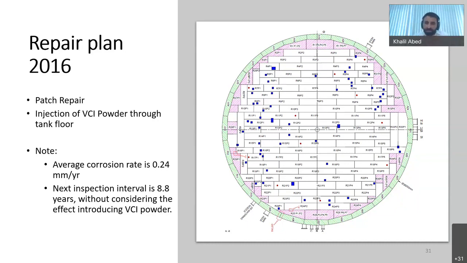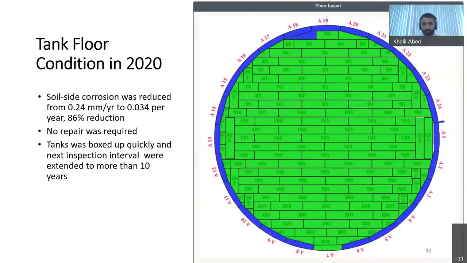Now, vapor phase corrosion inhibitor powder was introduced, and this is the result after 4 years of the tank floor. When they decided to take the tank out of service to change the product stored in the tank, they also took this as a chance to scan the floor, and the scan showed an 86% reduction in the corrosion rate, from 0.24 millimeter per year to 0.034 millimeter per year. The tank did not require any repair at that time, and it was boxed up, and it was good to go for another 10 years.